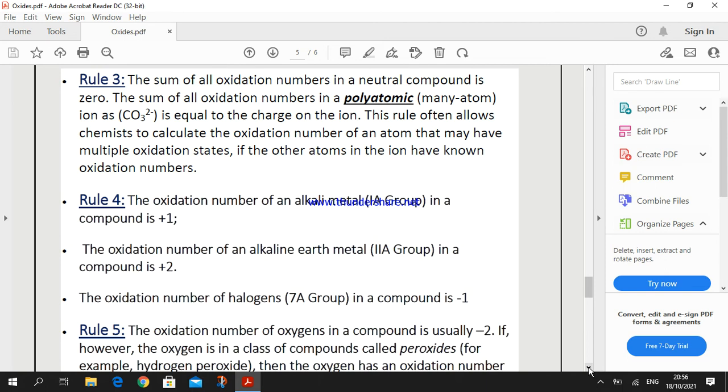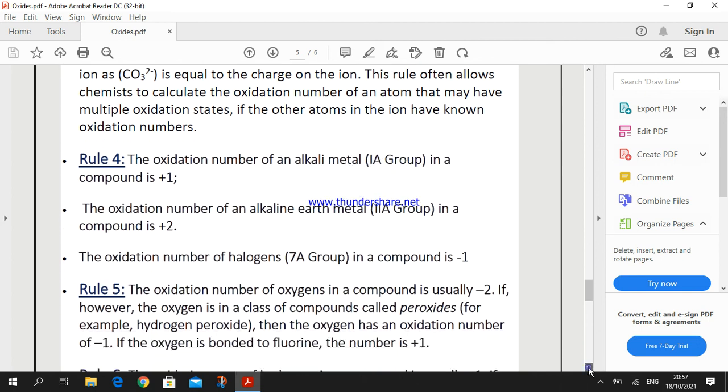The oxidation number of the alkaline earth metal group 2A equals positive 2 because their outermost energy level contains 2 electrons, so they tend to lose 2 electrons during chemical reaction and change into positive ions that carry 2 positive charges. And the oxidation number of halogens, group 7A in the table, equals negative 1 because the outermost energy level contains 7 electrons, so these elements tend to gain an electron during chemical reaction and change into negative ions.